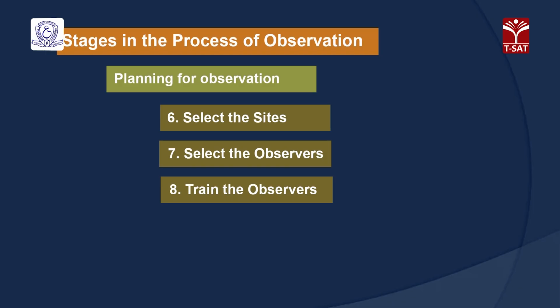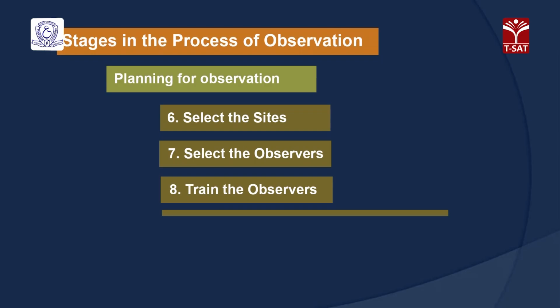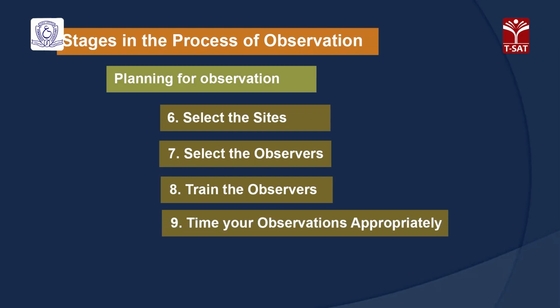Eighth one is to train the observers. It is critical that the observers are well trained in your data collection process to ensure high quality and consistent data. So, the level of training will vary based on the complexity of the data collection and the individual capabilities of the observers. And the ninth one is time your observations appropriately.